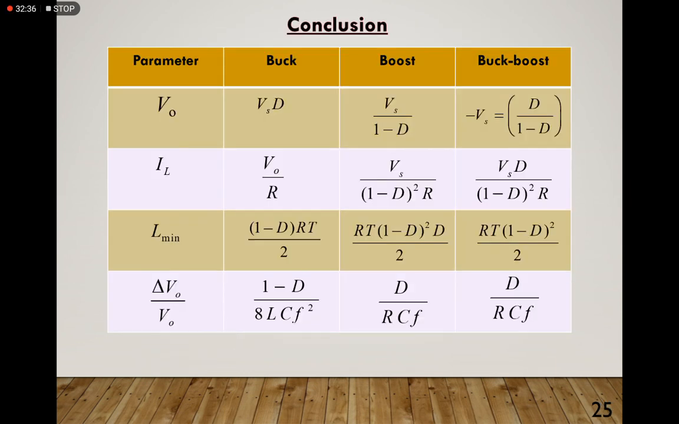Right, so in this table over here, I sum up the important equations among these three converters: buck, boost and buck-boost. Okay, you can have a look at this. In finding the value of the capacitor, buck, boost and buck-boost use the same equation. Do remember that. So if in the final exam it doesn't give you the equation for the capacitor for buck-boost, you can refer to the boost because they use the same equation.